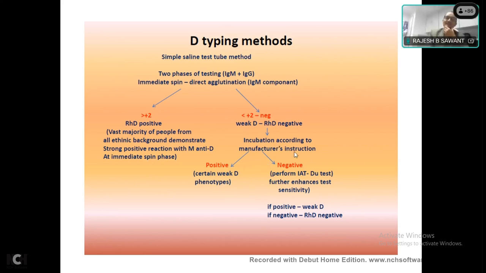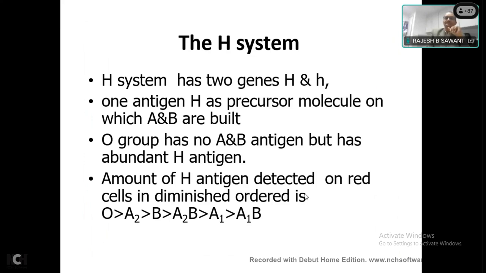So you incubate further and go up to the antiglobulin phase. And if the result is still positive, you do a DU test, as we say. If this is positive, then it is still Rh positive, weak D positive, we may say. And if this is negative, then it may be an Rh negative individual, right?